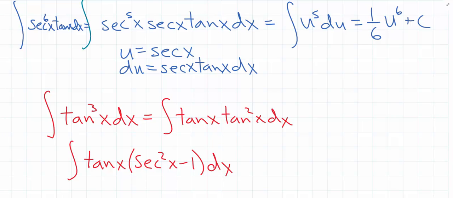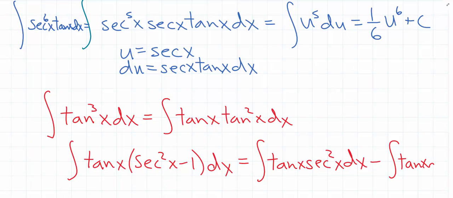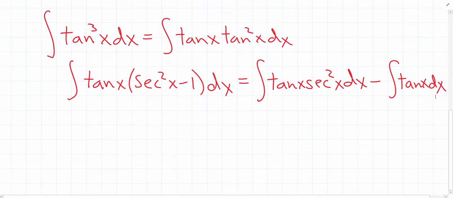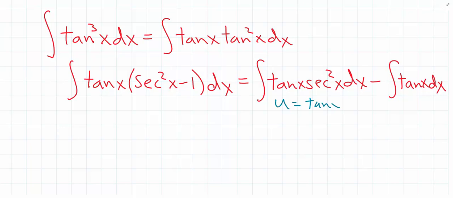Now look, these can get more complicated, but if you have tangent to the 3rd, the same process is going to be like tangent to the 5th. It's just going to be more work. But now look what you can do. You can split these. Tangent x secant squared x, that's one integral, and then minus tangent x. See, you can just split that integral apart. Okay, now this is straightforward: let u equal tangent, then du is secant squared.